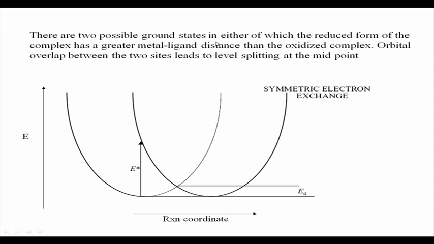There are two possible ground states, in either of which the reduced form of the complex has a greater metal ligand distance than the oxidized. The orbital overlap between these two states leads to level splitting at the midpoint. So it is a case of symmetric electron transfer, and this is your energy of activation, E star. It will move from this potential energy surface to this potential energy surface. So this much energy has to be applied for the transition from here to here.